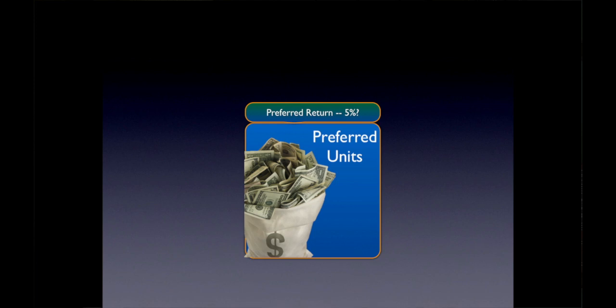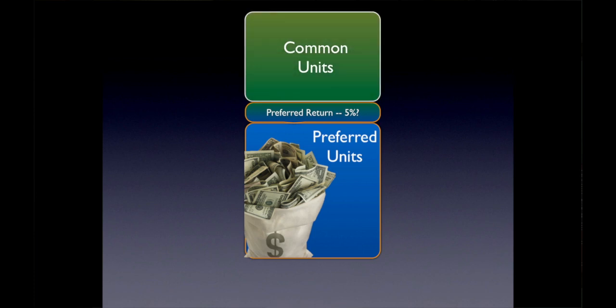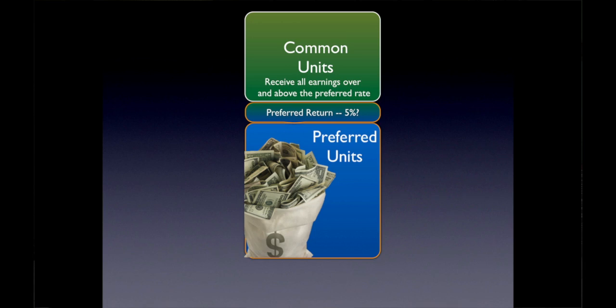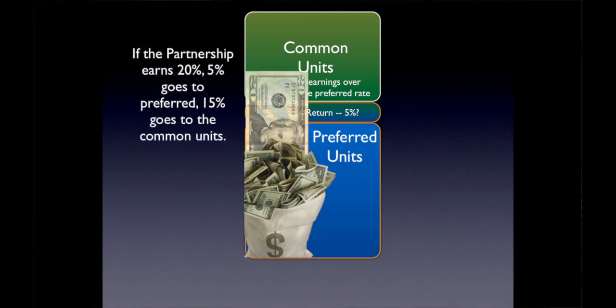Now let's talk about the common units. The common units are entitled to any earnings of the partnership over and above the preference for the preferred units. So if the preferred rate of return is 5% and the partnership earns 4% for the year, common units get nothing. They get zilch. But if the partnership earns, I don't know, 20%, preferred units get the 5%, the other 15% all flows over to the common unit holders.